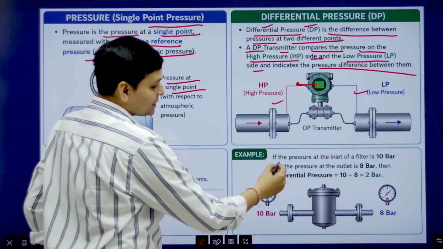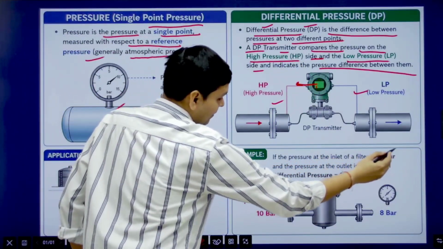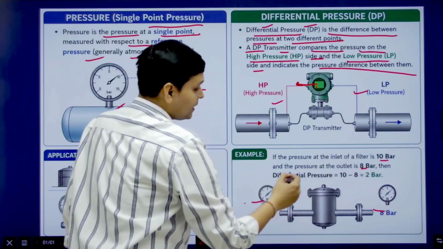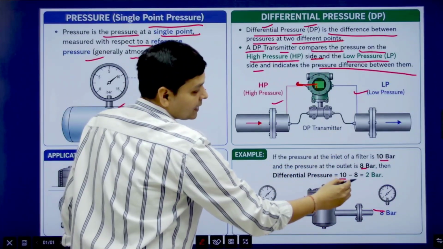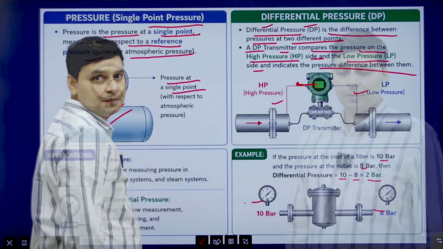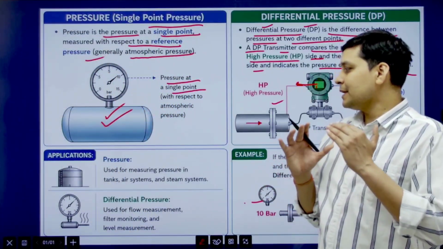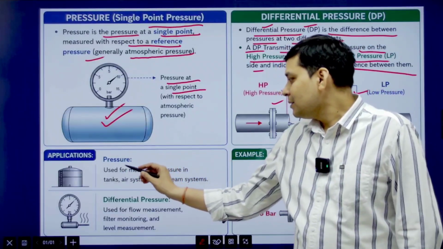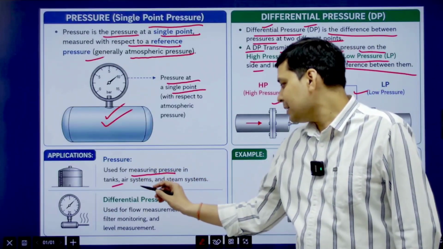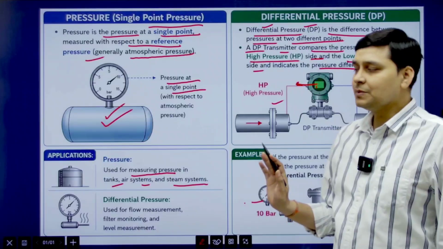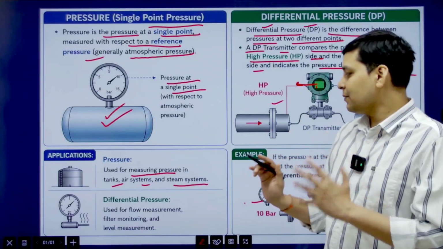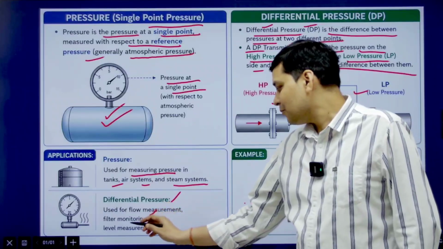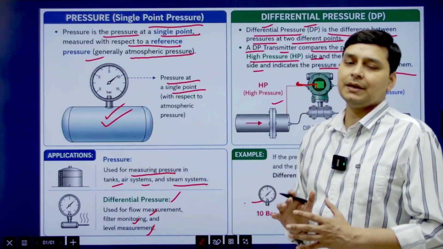Suppose the pressure at the inlet of a filter is 10 bar and the pressure at the outlet of the filter is 8 bar, then the differential pressure will be 10 minus 8 equals 2 bar. The applications of pressure are measuring pressure in tanks, air systems and steam systems. The applications of differential pressure are flow measurement, filter monitoring and level measurement.